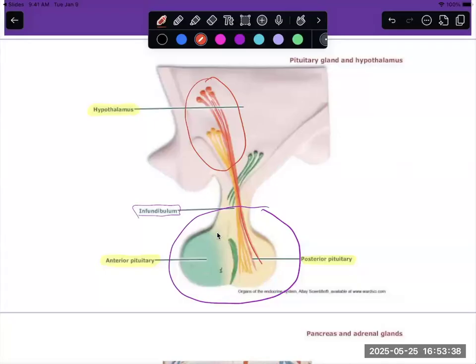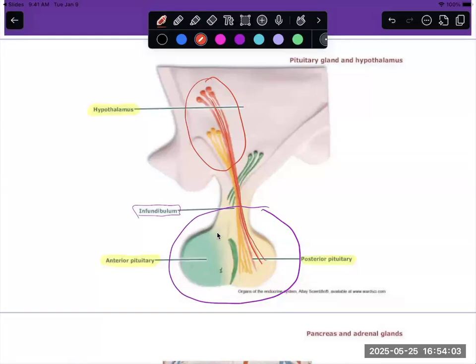So the posterior pituitary gland does not create its own hormones. What it's doing is taking the hormones created in the hypothalamus that are then traveling down these neurons to the posterior pituitary gland before they get released. There's only two that come from this posterior pituitary.